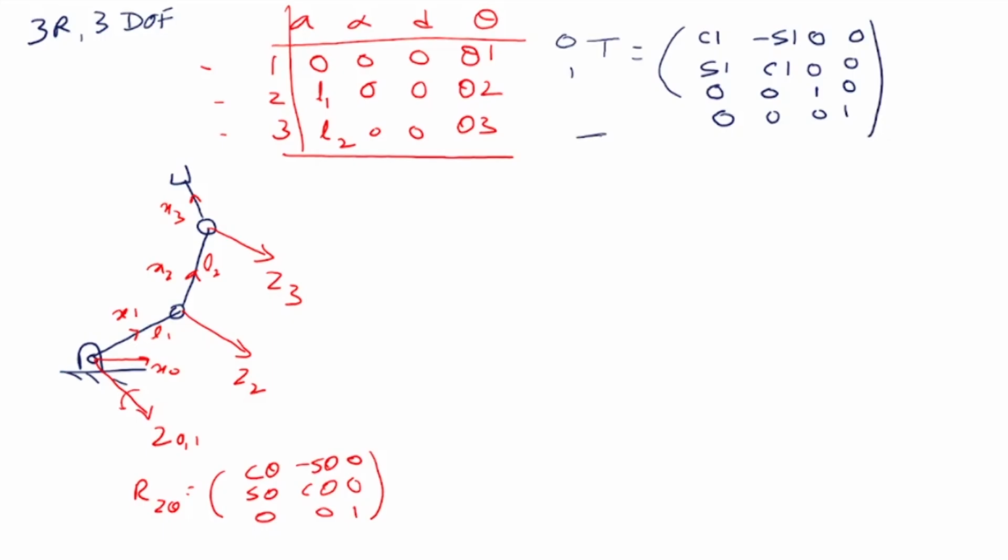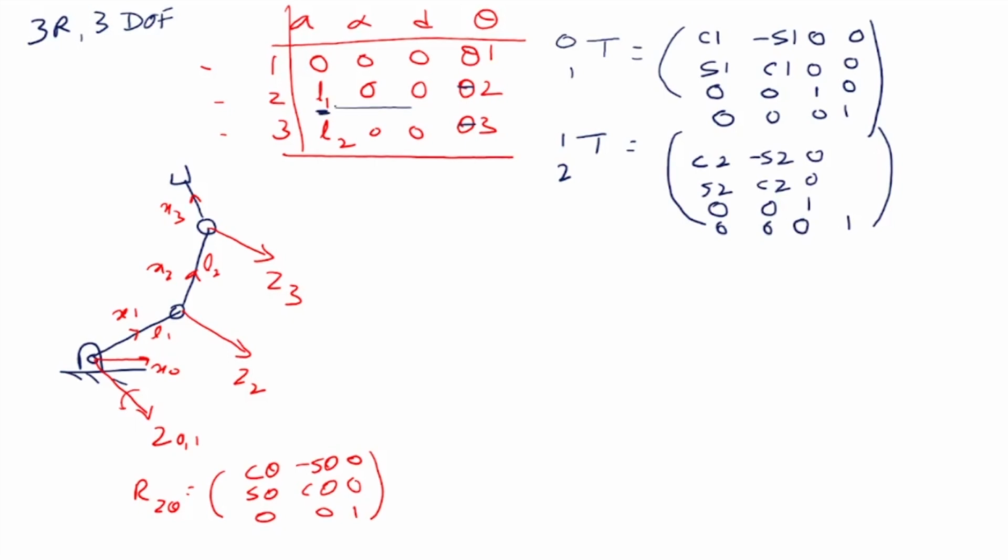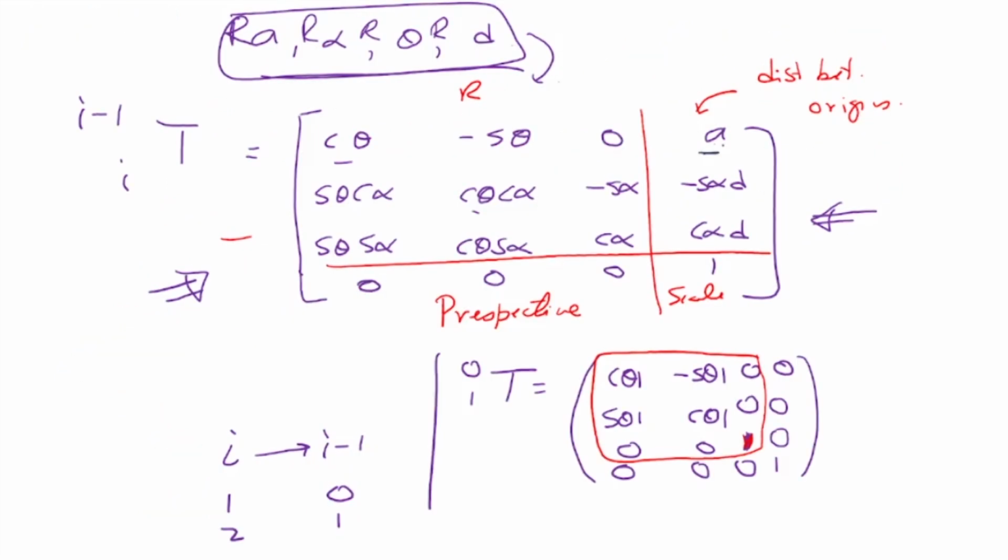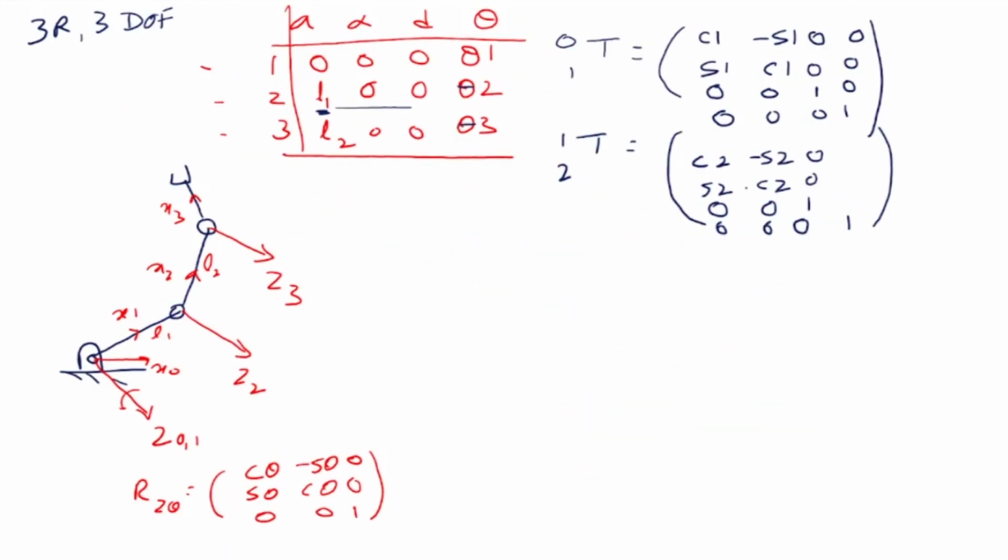The second matrix is T 1 to 2. Let me take the second row and put it there. What is the variable? Theta 2 is the variable. So cos 2, minus sine 2, sine 2, cos 2, that is 0, 0, 1, 0, 0. This is 0, 0, 0, that is 1. Now here, if I go back, there is a length L1. Where will this length L1 appear? It will appear here. D is 0, so that will become 0. So my length will appear here as L1, that is 0, 0, 1.